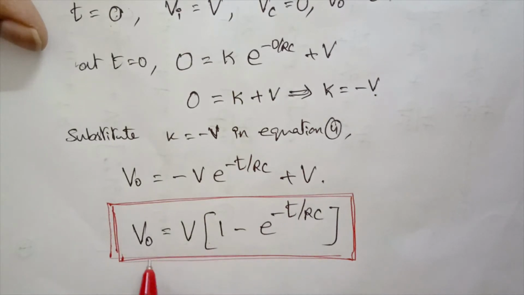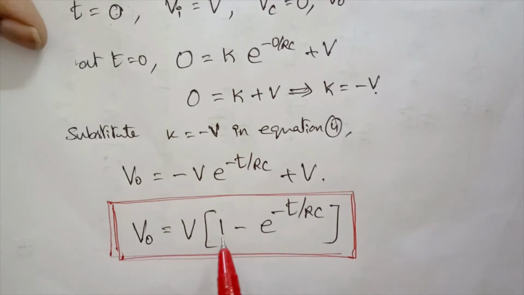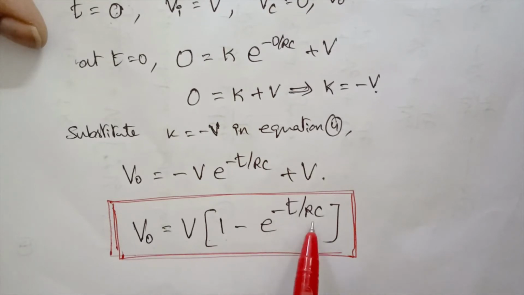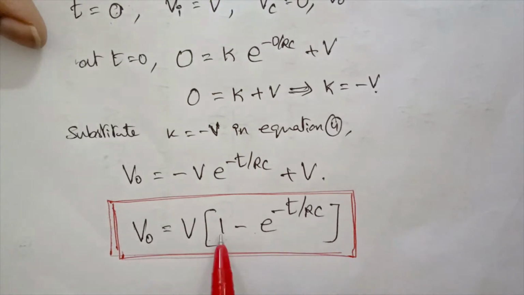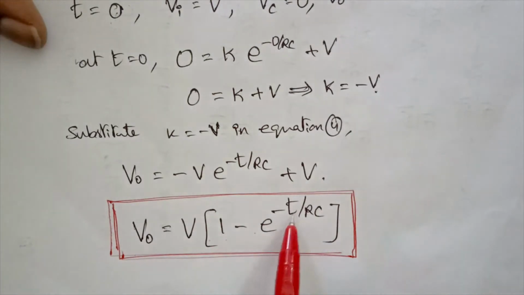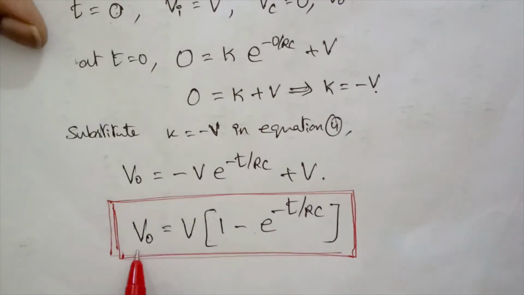If you observe this equation, 1 minus e power minus t by RC, e power minus t by RC represents an exponentially decaying function. So 1 minus an exponentially decaying function is nothing but an exponentially rising function. So the output function is an exponentially rising function.